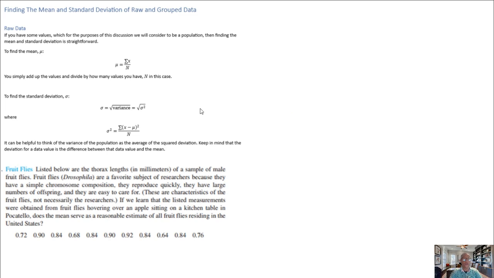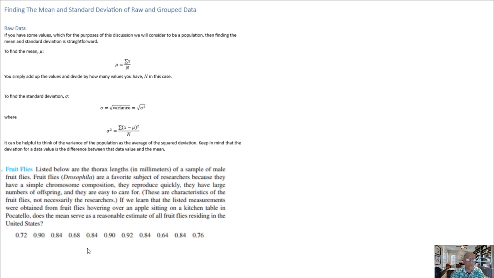Hi, in this video I want to go over how we find the mean and standard deviation of raw and grouped data. For the purposes of this discussion, we'll be treating the data as a population. First, we start with raw data. So here's an example. It has to do with thorax lengths of fruit flies.